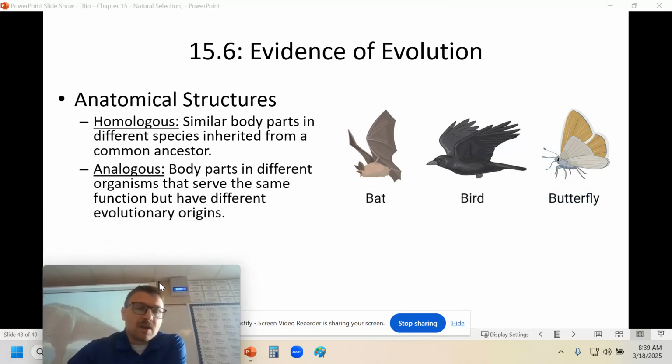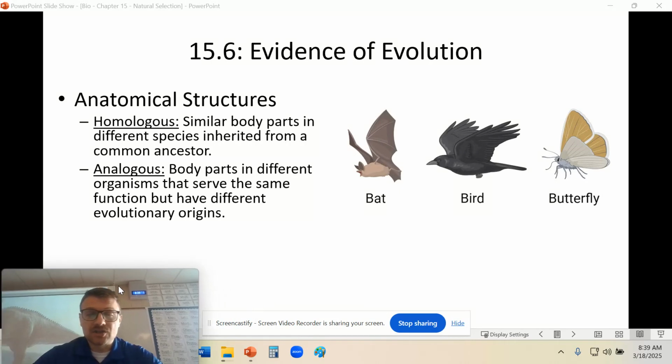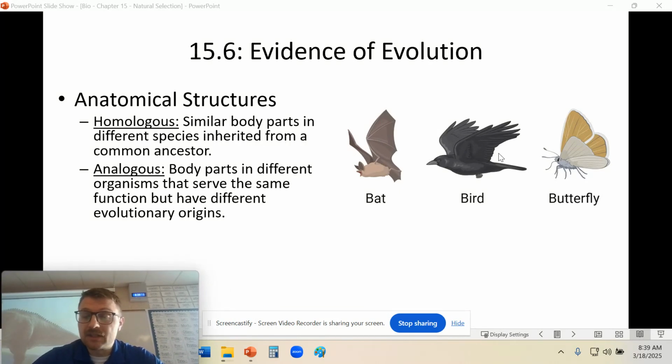Analogous structures. These are body parts that have similar structures, but they evolved separately. So all three of these organisms have the ability to fly. However, they evolved the wing a little bit differently. You can see the really long fingers in bats, the really long arm in birds, and then this different appendage, almost like a flap, for the butterflies and insects. So each of these organisms evolved a similar appendage. However, they all did this differently.